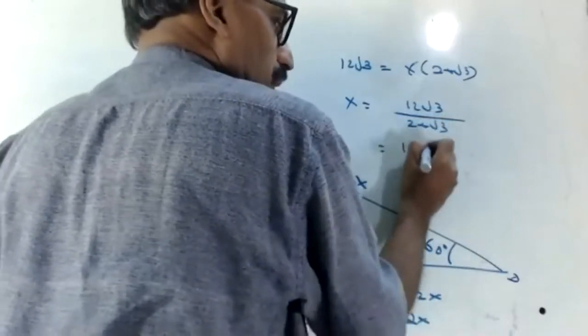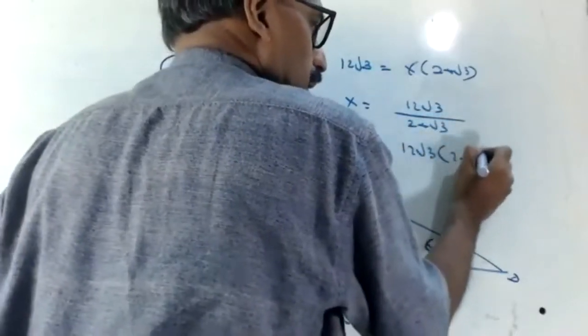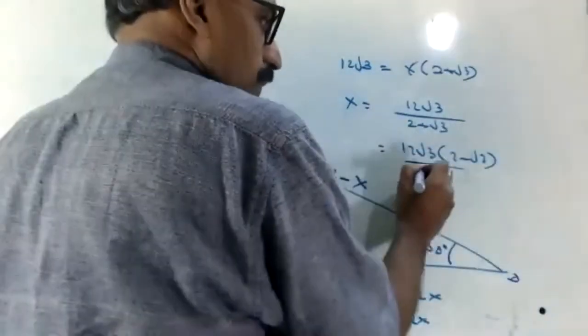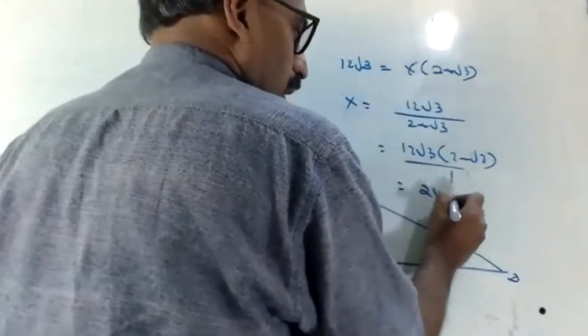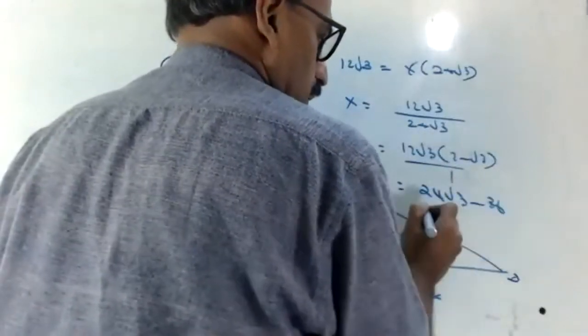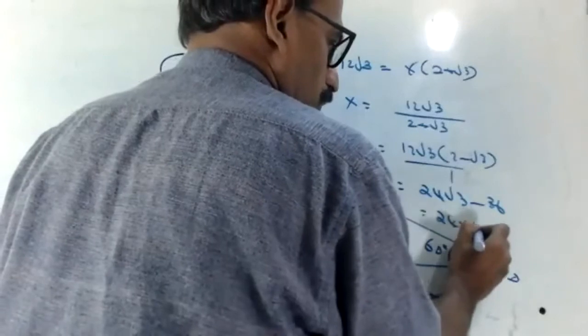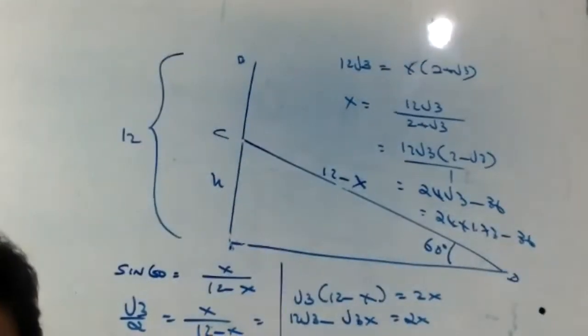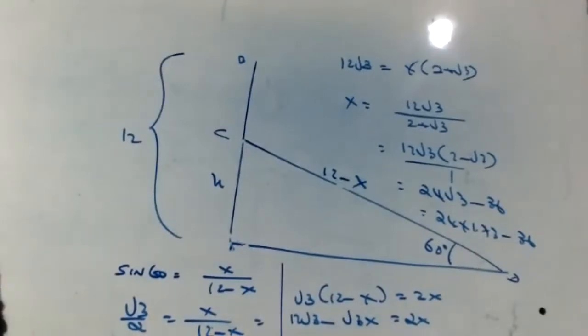Rationalizing: 12 root 3 into 2 minus root 3 by 1, 4 minus 3. 24 root 3 minus 36. 24 into 1.73 minus 36. Do all this work, it comes 5.6. Yes, 5.6 or like that. Okay.